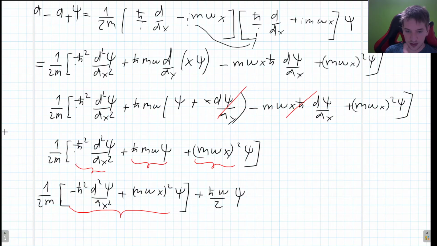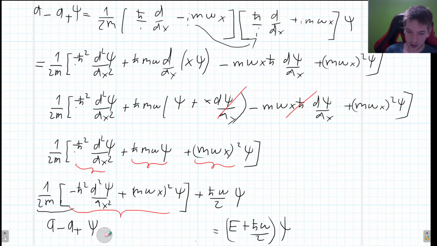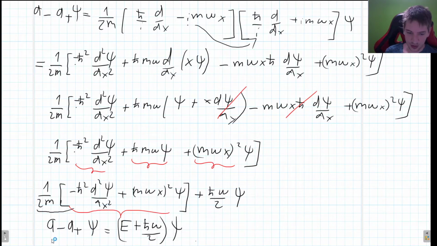So let us now, where was I here? So we will now see that a minus times a plus acting on our wave function is going to be the energy times psi. Yeah, this by the way should cover the 2m as well. Plus h bar omega divided by 2 times psi. Or if we now factor that, we could just get e plus h bar omega divided by 2 psi. So this is the second very important result that we wanted to find, because now we see what this factorization looks like.